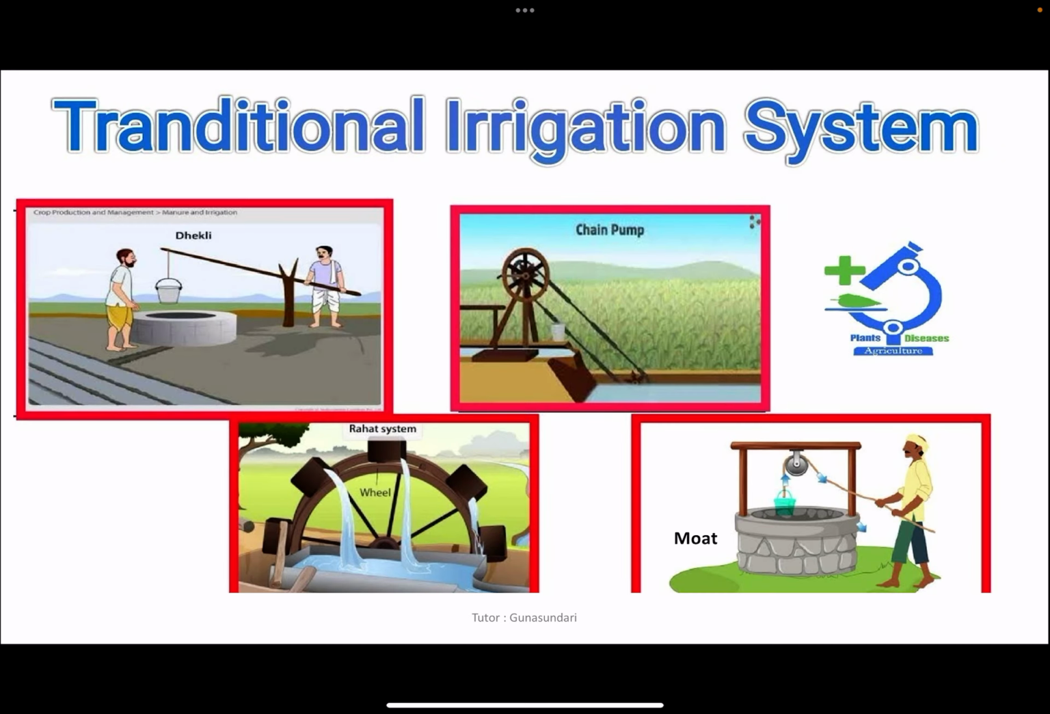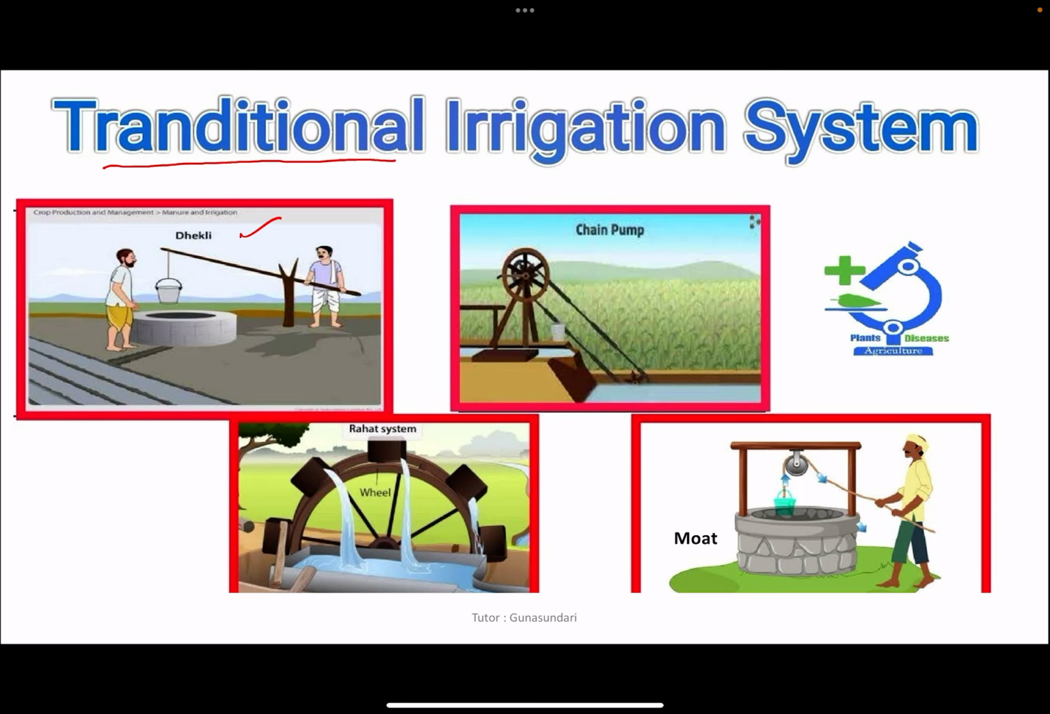This is the traditional irrigation system. Traditional means we have been practicing it from the olden days. There are 4 methods of traditional irrigation. The first one is the dekli.